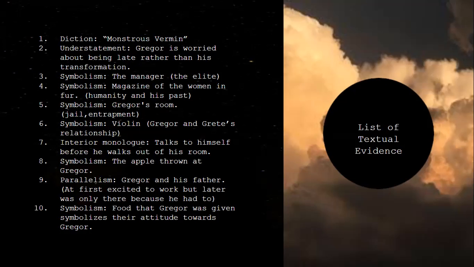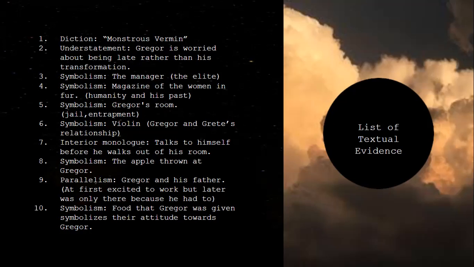And then we have number 3, symbolism, the manager. The manager symbolizes the elite of their society, and it shows that Gregor and his family are part of the lower class, and they obey the manager's orders to pay off this debt that they owe him. Then the symbolism of the woman in the fur on the magazine: it symbolizes humanity and his past that he's trying to hold on to and return to.